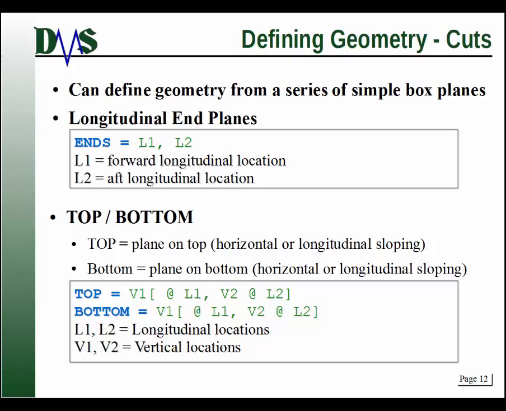Now, if you just specify one vertical position, then it assumes a flat plane. However, maybe you've got a sloped plane, for example, then you can specify a vertical position at one point and a vertical position at another point. So it's V1 at longitudinal position and V2 at another longitudinal position. And that gives you a sloping top or a sloping bottom.